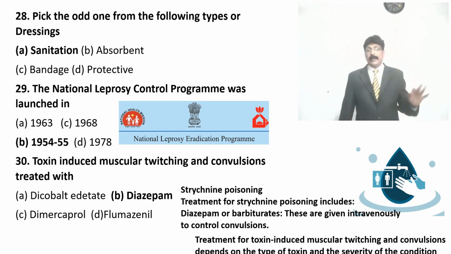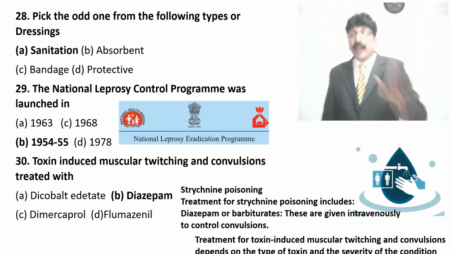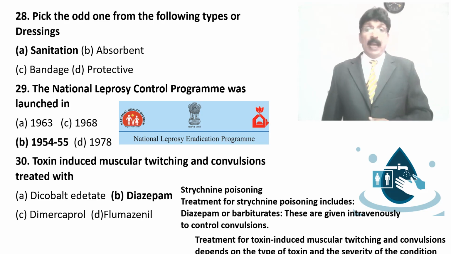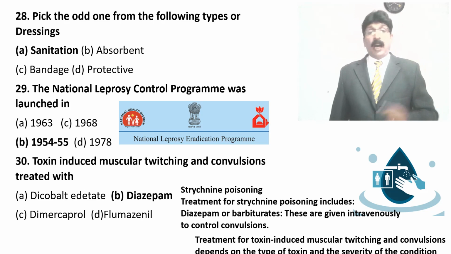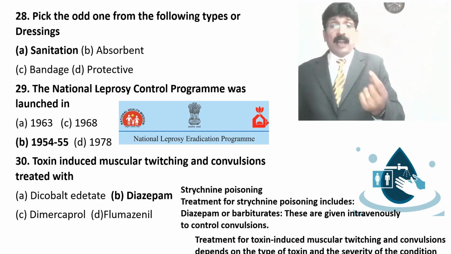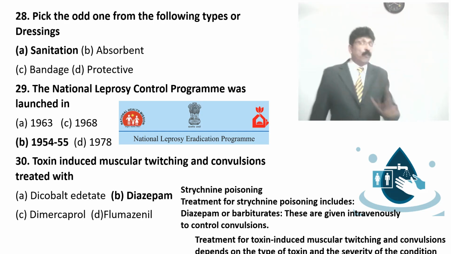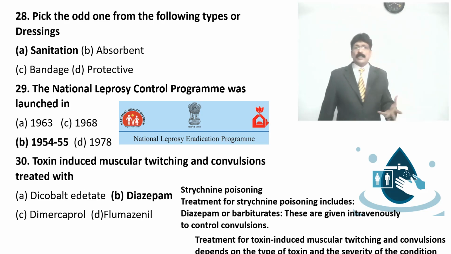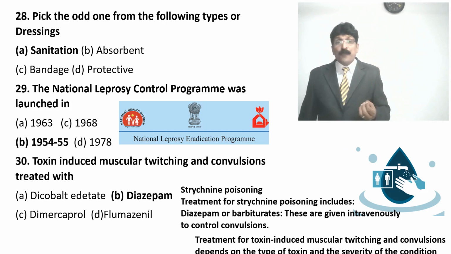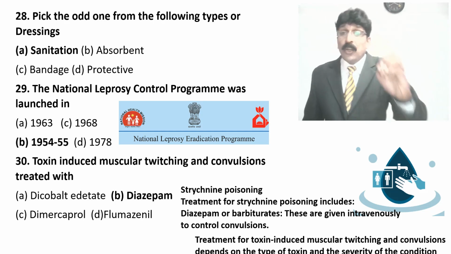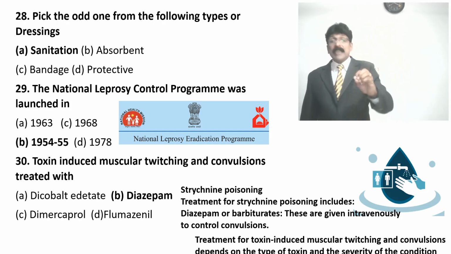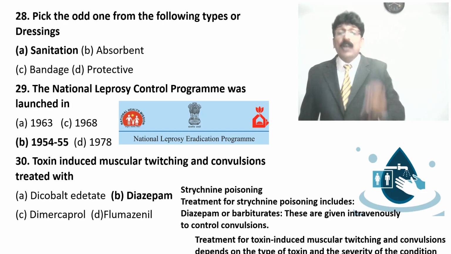Dimercaprol is used for mercury poisoning. It is also an antidote for mercury poisoning. And you can see flumazenil, the right pronunciation, though people used to say flumezanil. Flumazenil is used as an antidote for a patient who has been poisoned by benzodiazepines. Benzodiazepine poisoning can be treated with flumazenil as a drug.